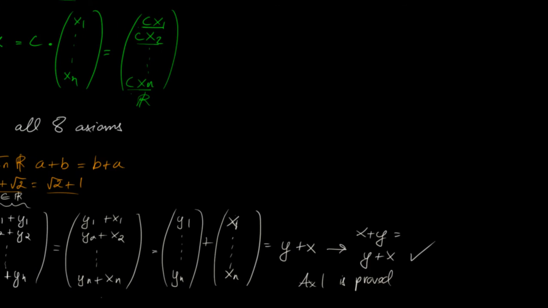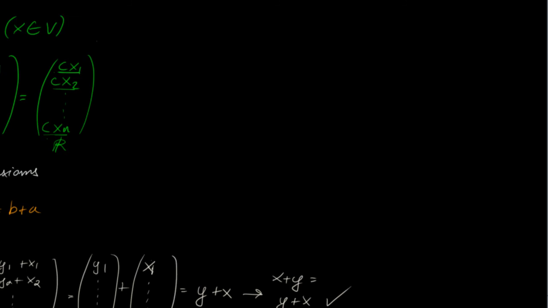Okay, let's do another one. Let's say axiom 3, which is the existence of a zero vector. So this says that there exists a zero vector such that for all u belonging to V, u plus the zero vector equals u.